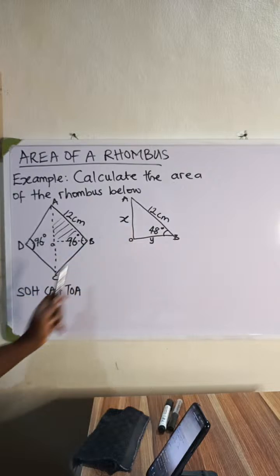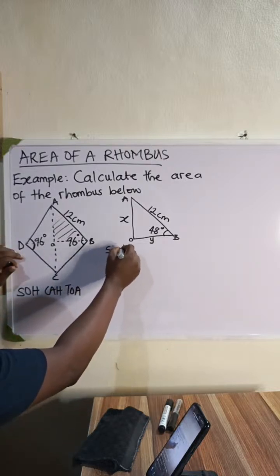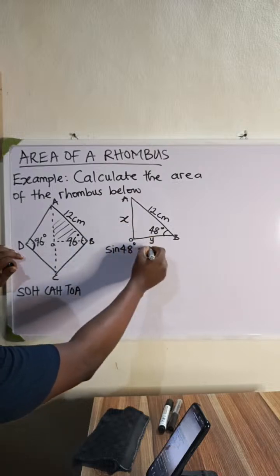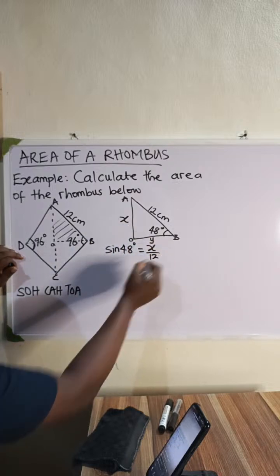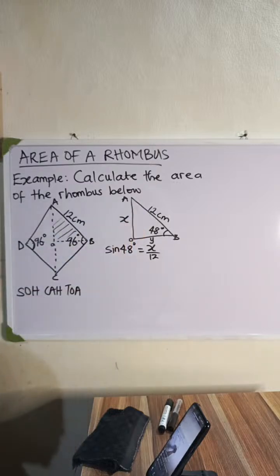So if you want to find X, you're going to use sine. So we can write sine 48 degrees is equal to X over 12 because it's opposite divided by the hypotenuse. Does anybody have a calculator? Can you tell us what sine 48 is? What is sine 48? Let me bring my calculator out. Sine 48 degrees. What do you have?